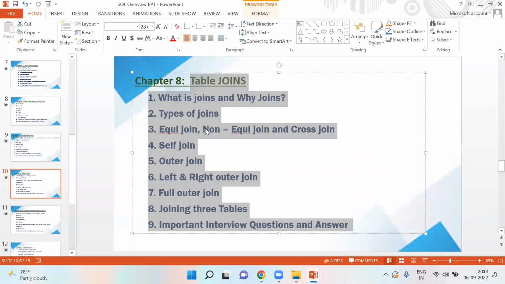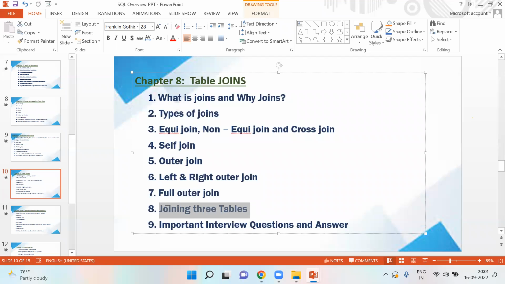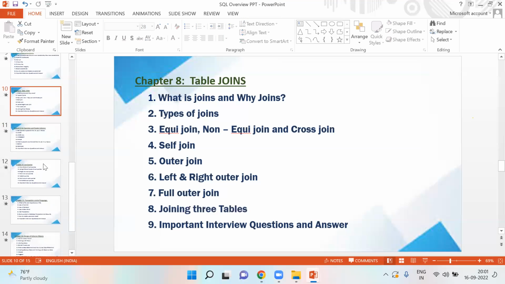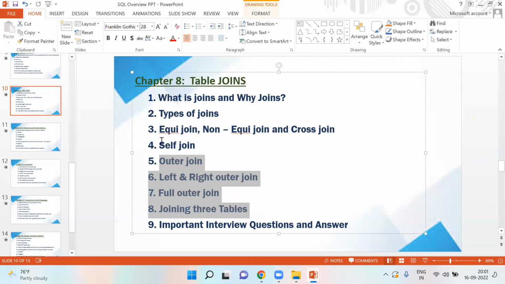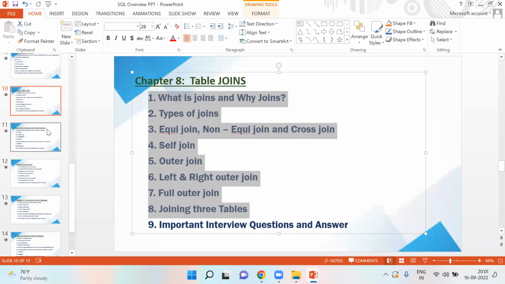Okay, types of joins: equijoin, non-equijoin, self join, outer join, left outer join, right outer join, full outer join, joining 3 tables. Okay, joining 3 tables, important interview questions and answers. Okay. So all aspects with the scenario-based questions we'll also discuss in this. Whatever the important things will be there as part of the interview, we'll be discussing that.